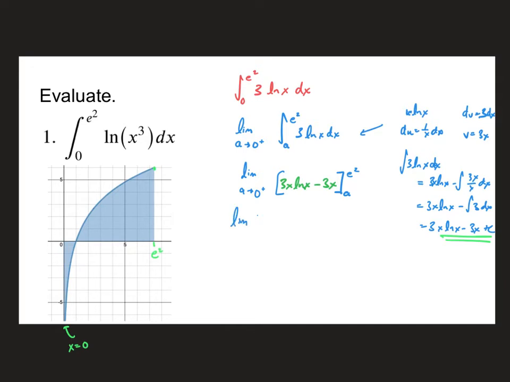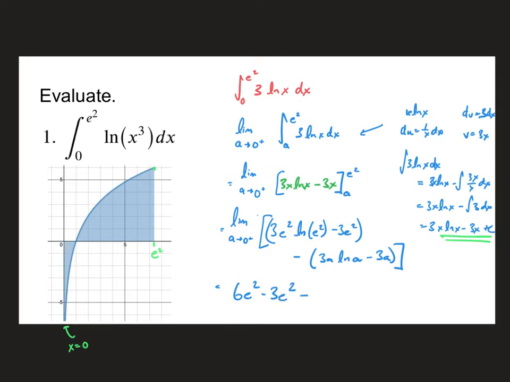All right, split it up. Limit as a approaches 0 from the right of 3e squared natural log e squared minus 3e squared, put that in parentheses, minus 3a natural log a minus 3a. What do I end up with? That's 6e squared minus 3e squared minus, moving my limit in, the limit as a approaches 0 from the right-hand side of 3a natural log a minus 3a.